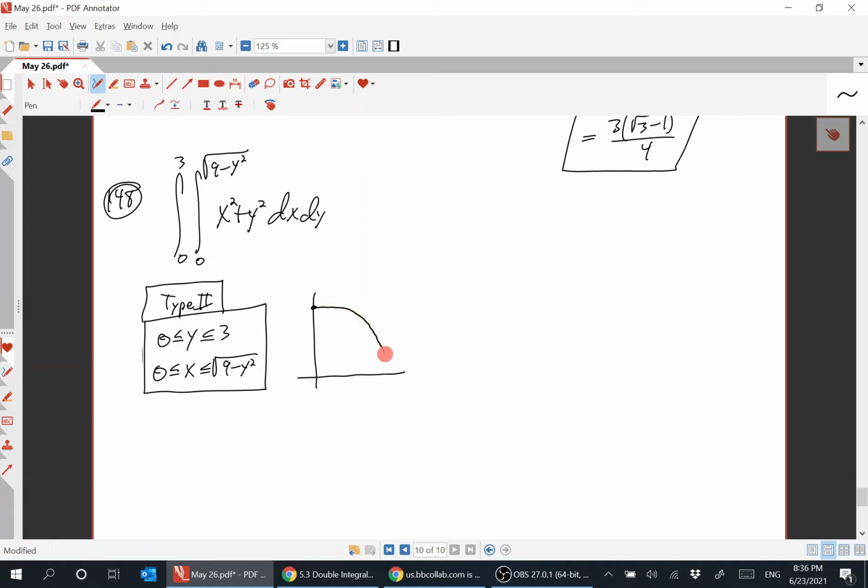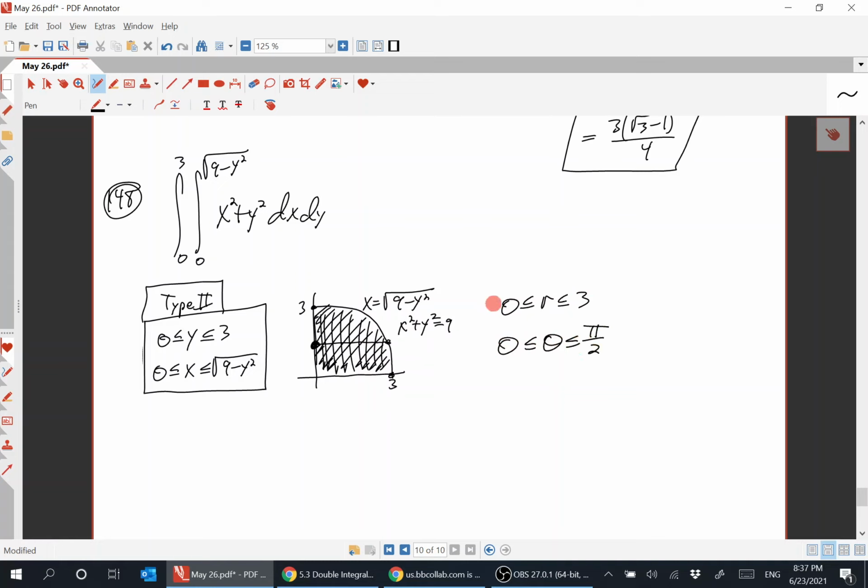So y goes from 0 to 3, and x equals positive square root 9 minus y squared. Well, that's the circle of radius 3. So there's 3, here's 3, and x goes from 0 to that. So x goes from here to here. This is x equals square root 9 minus y squared, which is also just x squared plus y squared equals 9. So this is a polar rectangle. In polar, this is 0 less than or equal to r less than or equal to 3, and 0 less than or equal to theta less than or equal to pi over 2. Very simple polar region.